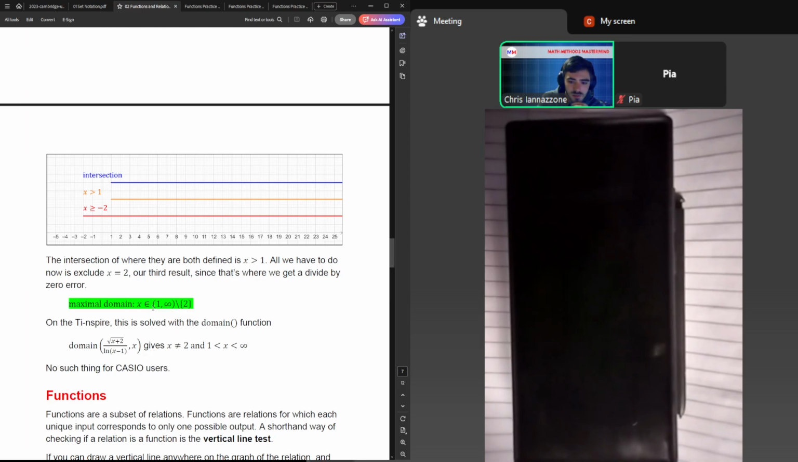And so basically, we can do it in two separate parts. You can say it's the full interval from 1 to infinity, not inclusive of the 1, of course. And then you're just going to make sure you exclude the 2.